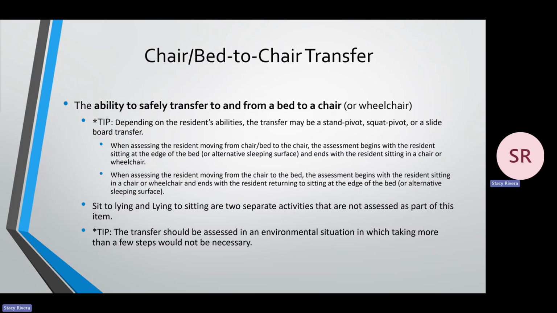The transfer should be assessed in an environmental situation in which taking more than a few steps would not be necessary. Some of our rooms have sofas that are a significant distance away from the bed. You're not going to do a bed to couch transfer and count all those steps, or the level of assistance it took to get from the bed to the sofa. You're just thinking about that actual transfer component.